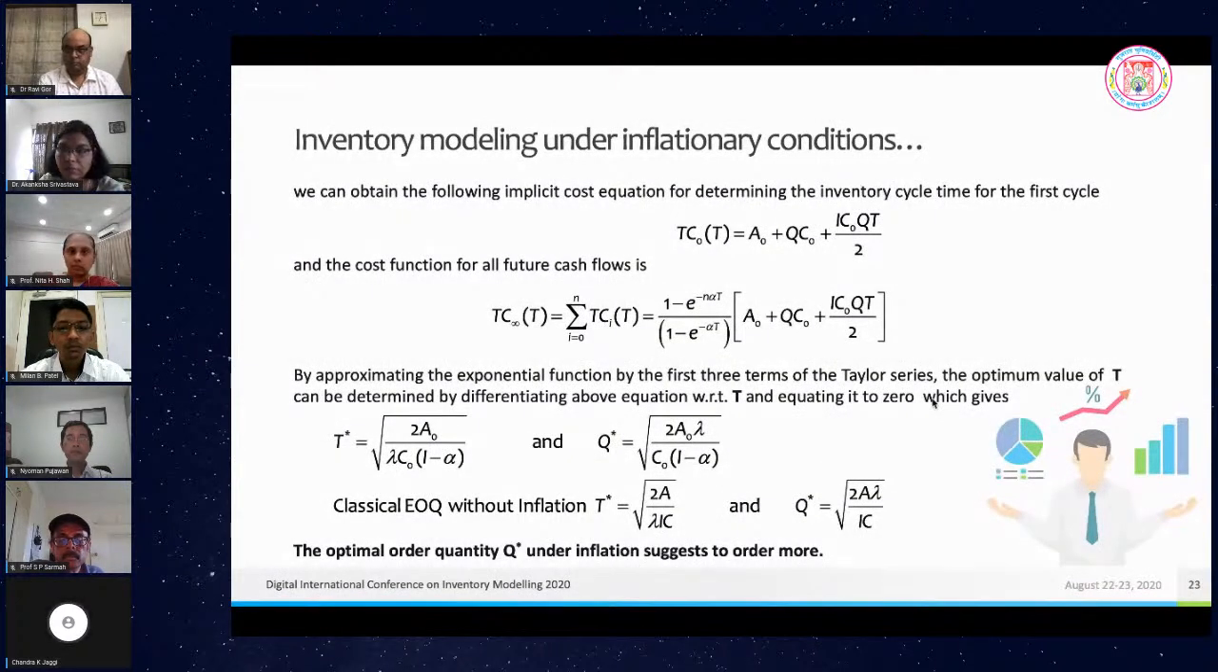Here we try to write down the cost at the initial beginning of the cycle. And if we look over a number of periods, if n periods are there, then we see that the impact goes on increasing in that way.